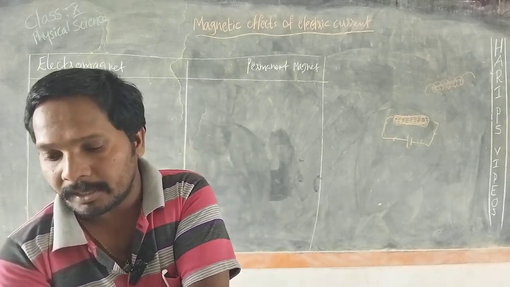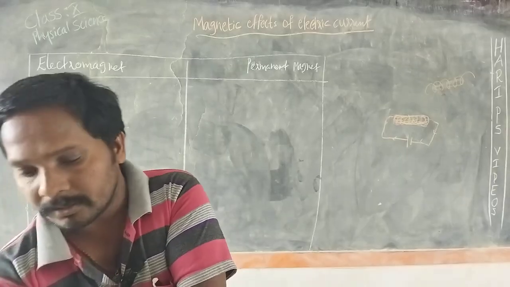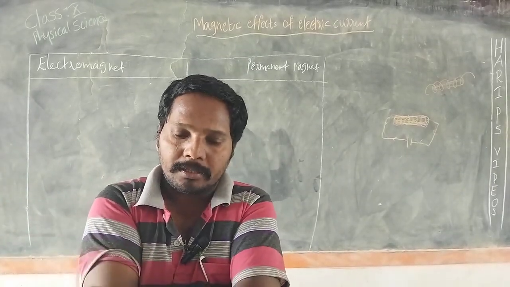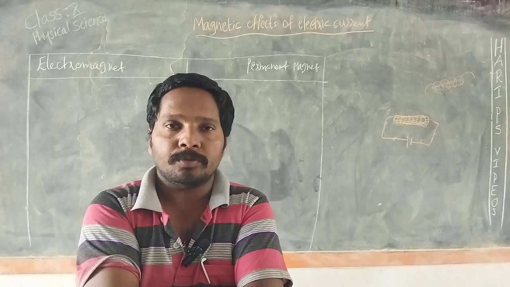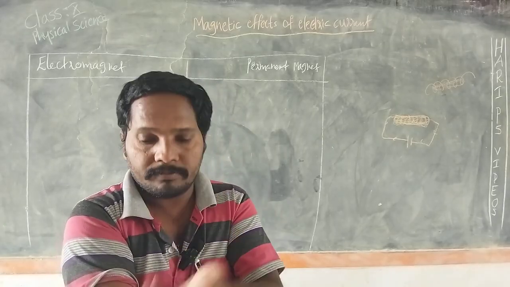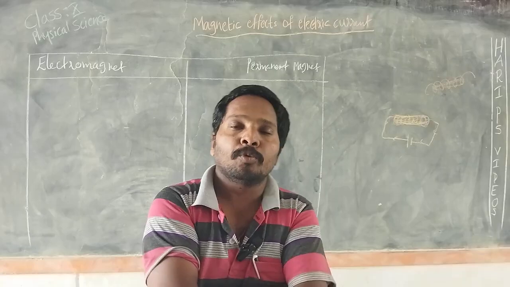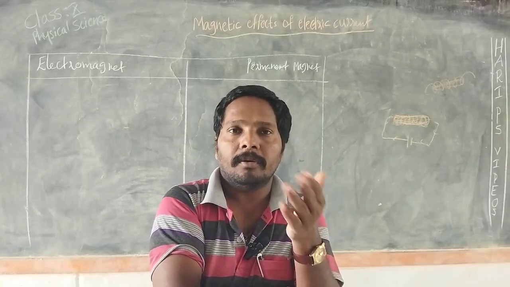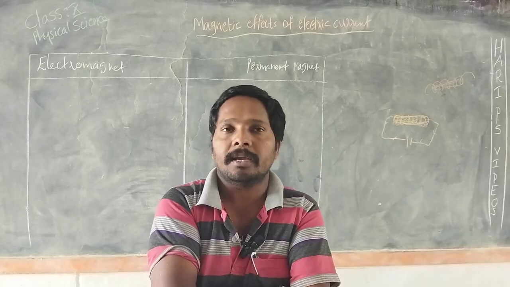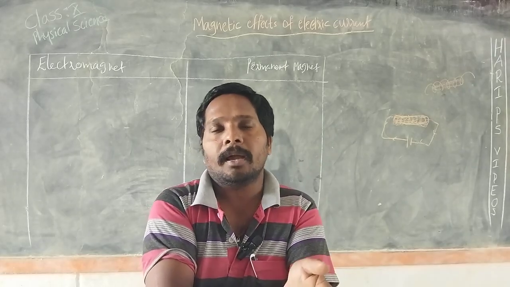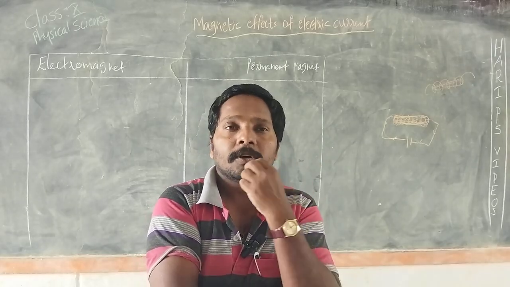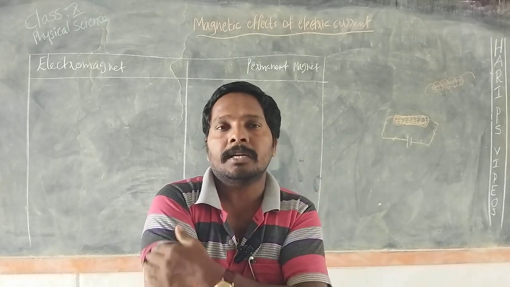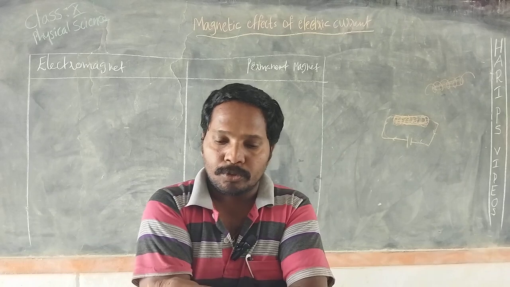Electromagnets can be made in different shapes and sizes depending upon the purpose for which they are to be used. For making electromagnets we use soft iron, so that when we stop the current, it immediately loses its magnetism.